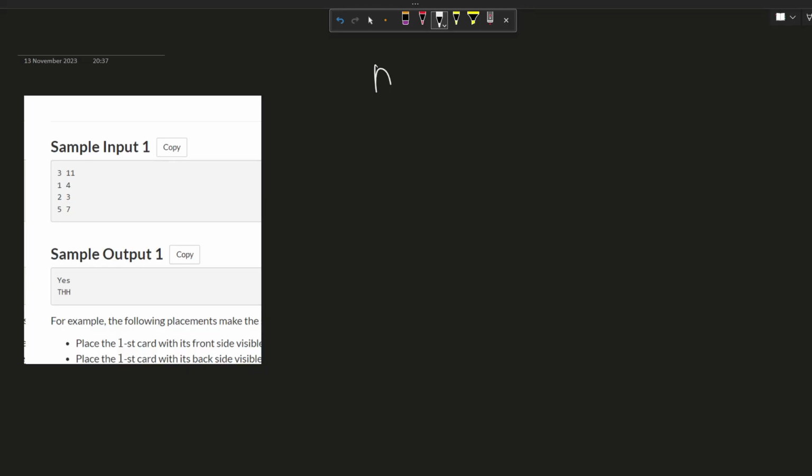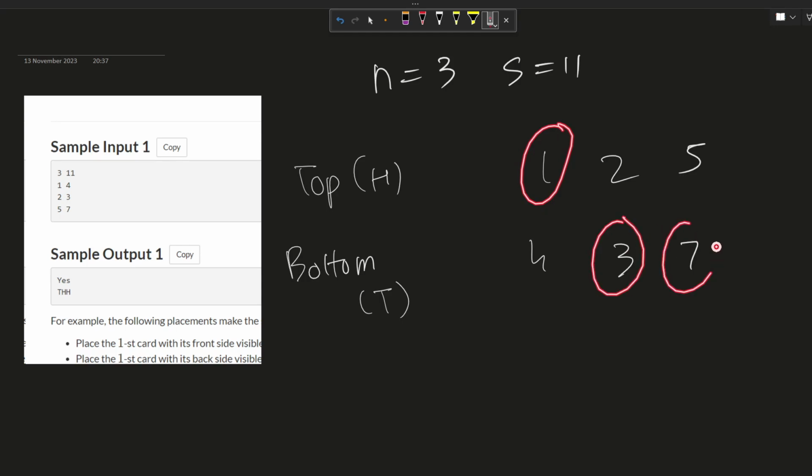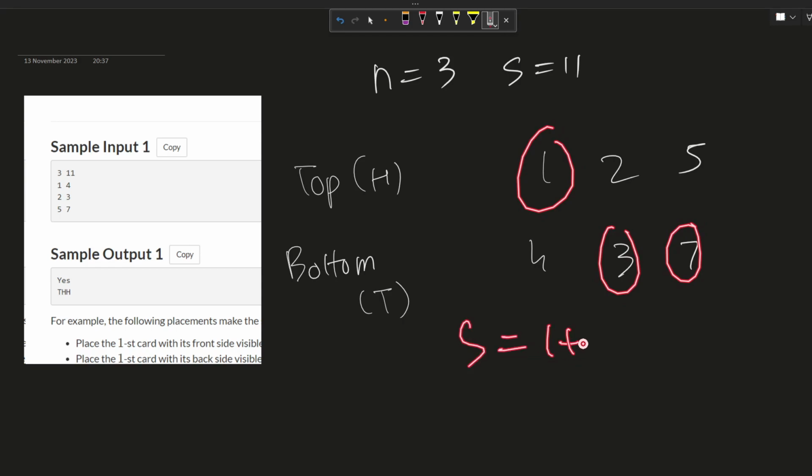Okay, so here we have been given n equals 3 and s equals 11. And we have three cards with integers written on the top as 1, 2 and 5 and integers written on the bottom as 4, 3 and 7. Top is denoted by an H in the answer and bottom by a T. So out of all possible combinations, one such arrangement for our answer is the first card facing upwards and second and third facing downwards. So this gives us a sum of 1 plus 3 plus 7, which equals 11. And the arrangement is H, T and T, right?